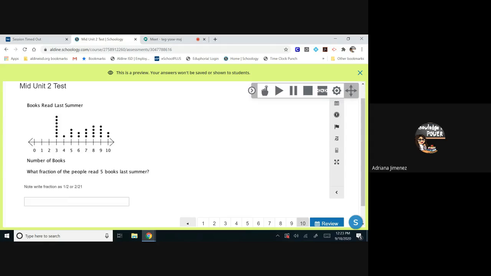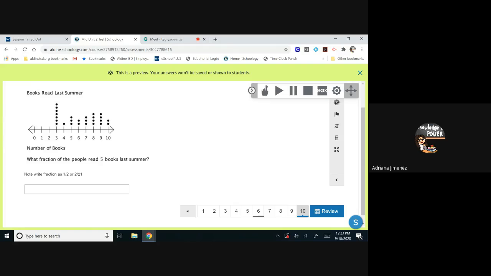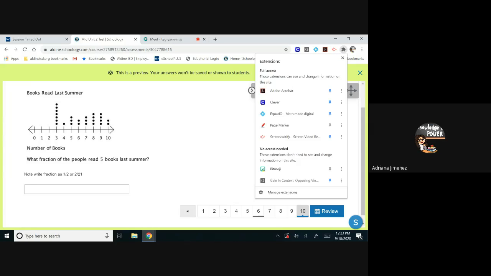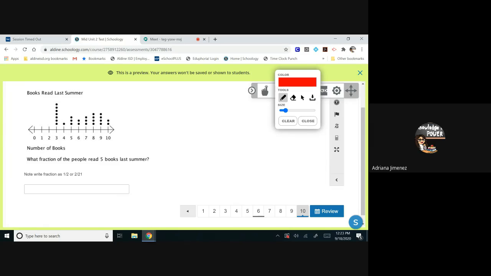What fraction of the people read 5 books last summer? So 5 books, it was 3 people, okay? So what you have to do is figure out what everything is. We know that it's 3 for 5, but I need to figure out the total. So this is 1, 2, 3, 4, 5, 6, 7, then 3, 2, 3, 4, 4, and 2. Add those numbers together: 10, 11, 13, 16, 20, 24, 26. All right, there's your fraction, okay?